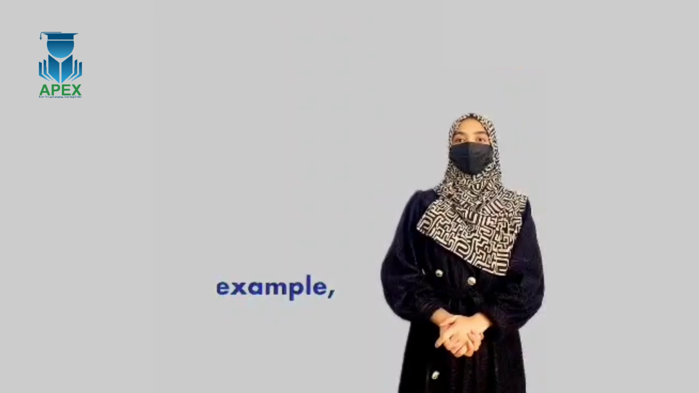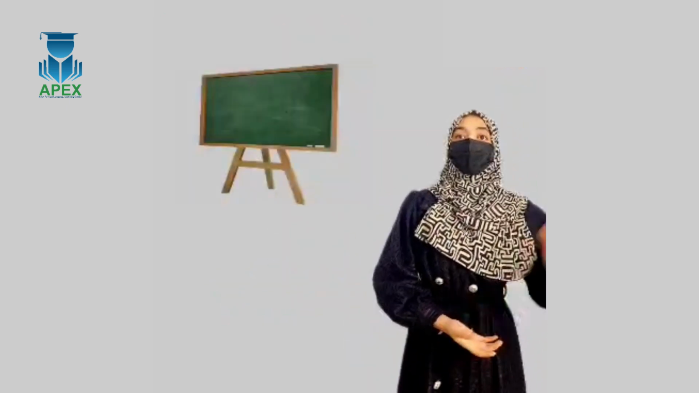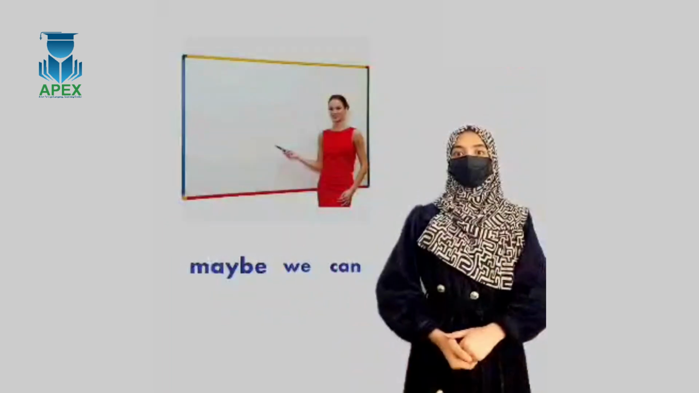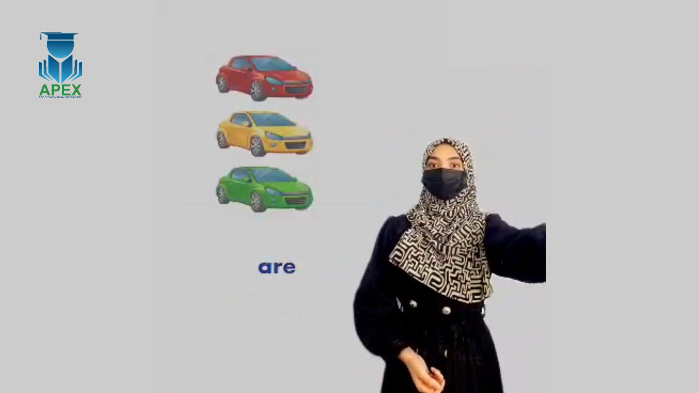For example, this is a chair, or maybe that is a board, or these are whiteboards, or maybe we can say that those are cars.